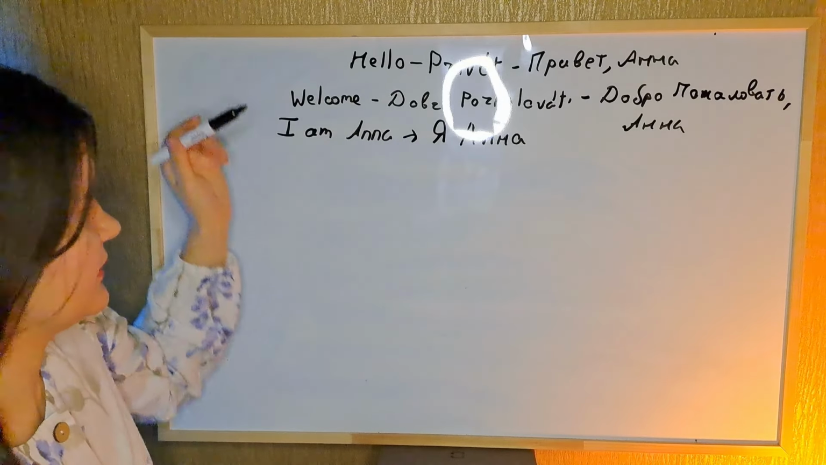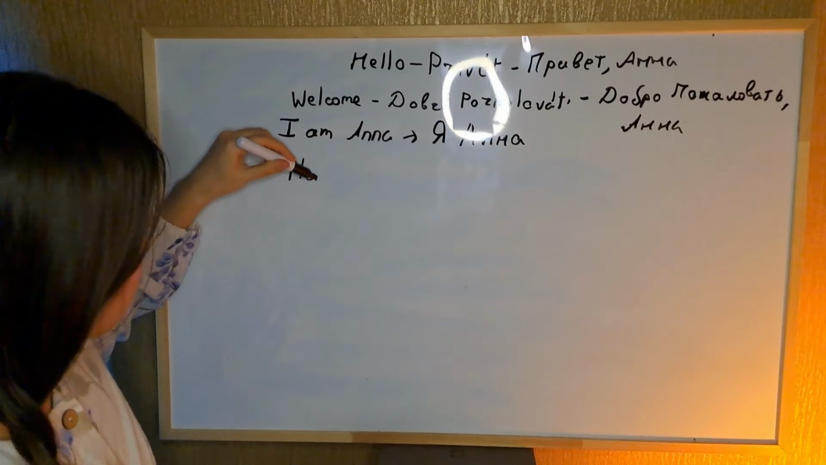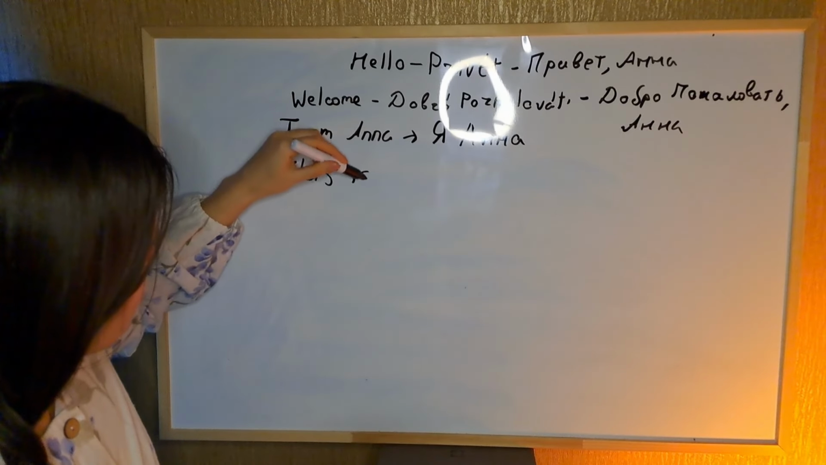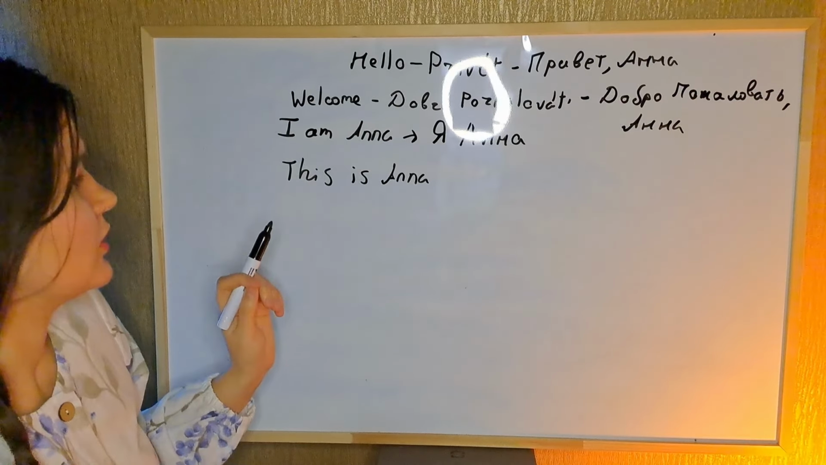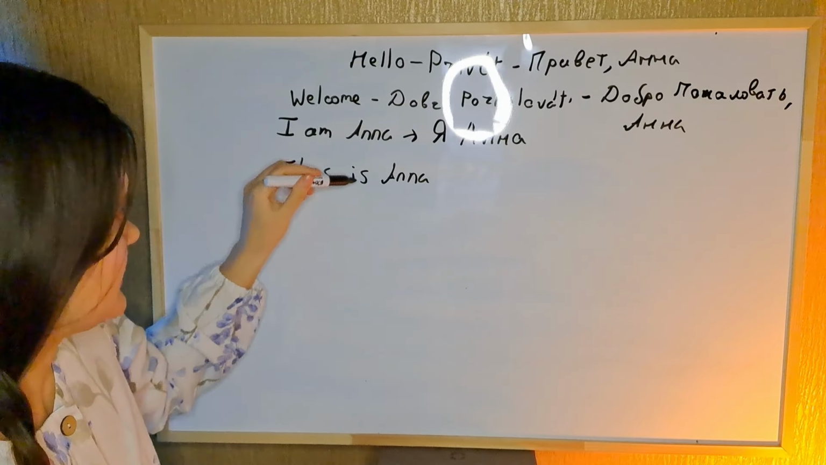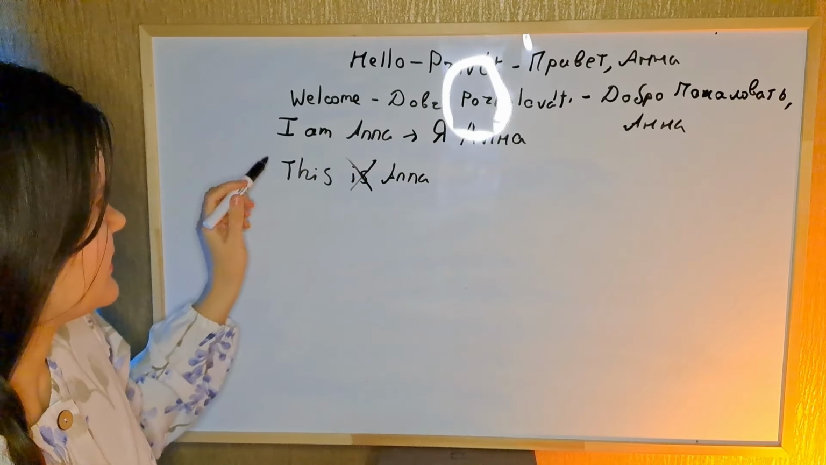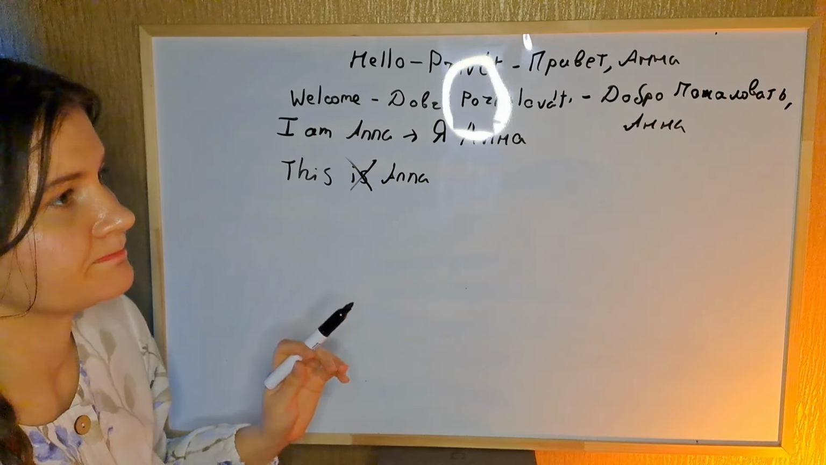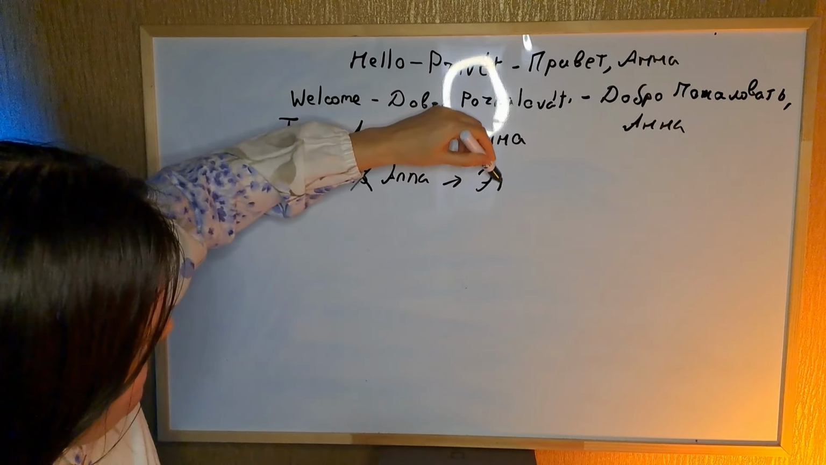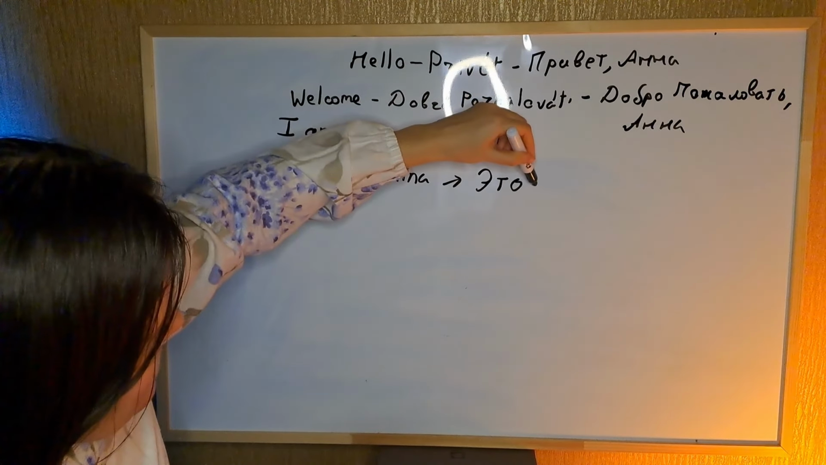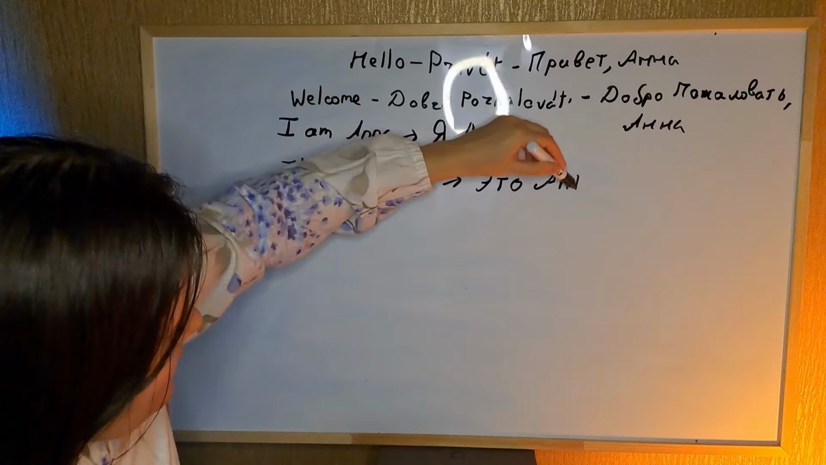What if we want to say this is Anna? This is Anna. Okay, we don't need is. So just this. We use word это. Это Anna.